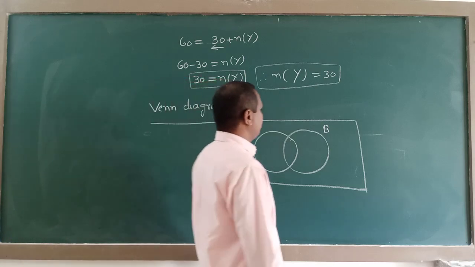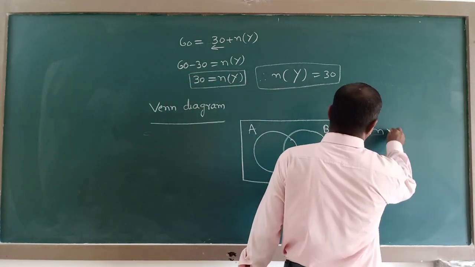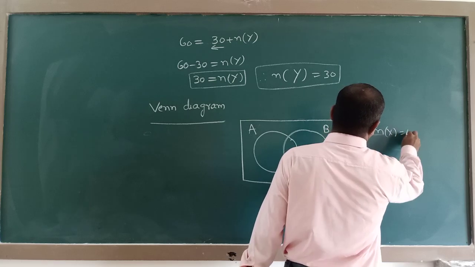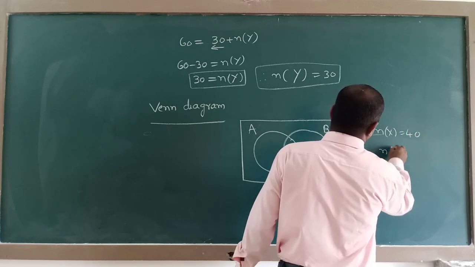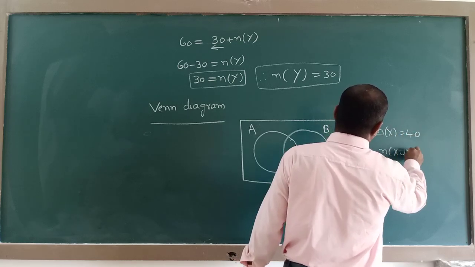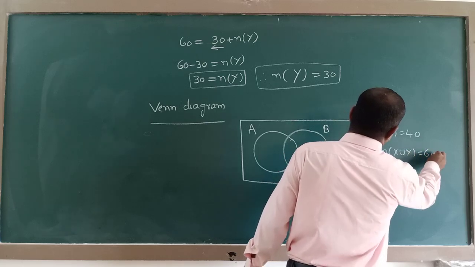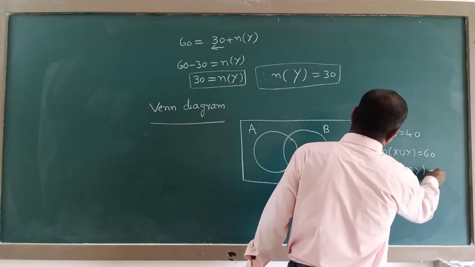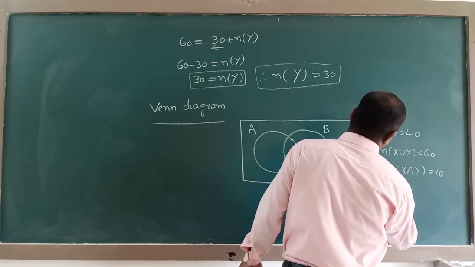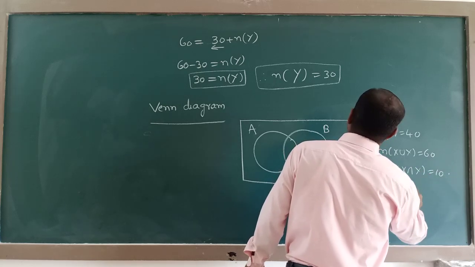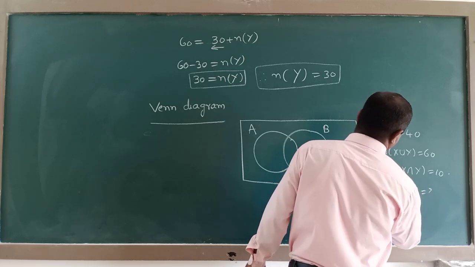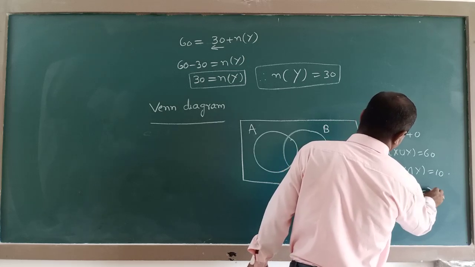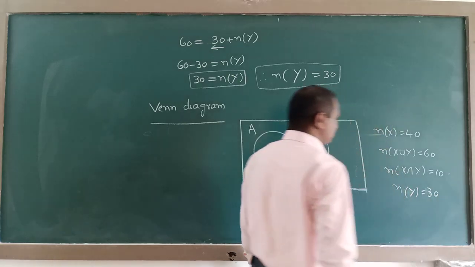Already in the problem they gave here n of x is equal to 40, and n of x union y is equal to 60, n of x intersection y is equal to 10, and n of y we got how much here? 30. n of y is equal to 30 here.